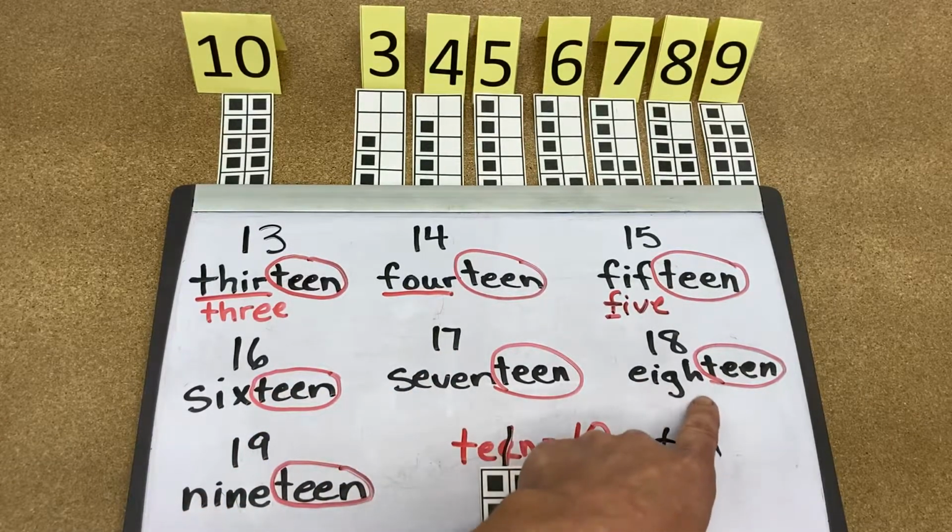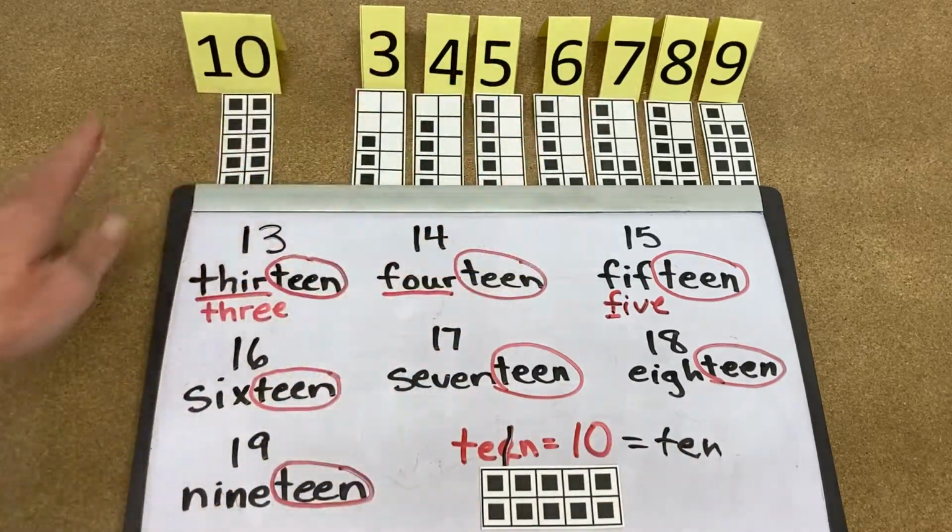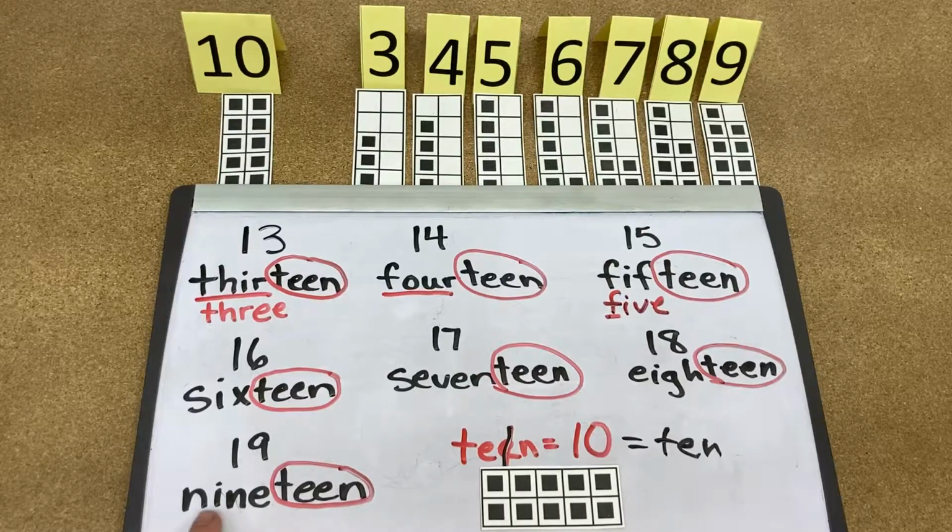18, we hear the word 8, and then the teen is 10, so an 8 and a 10. And then 19, same thing, we hear 9. Teen, 9 jumps over the 0 for a 10. If students say 310 or 10-3, you know they're on their way to understanding the teen numbers.